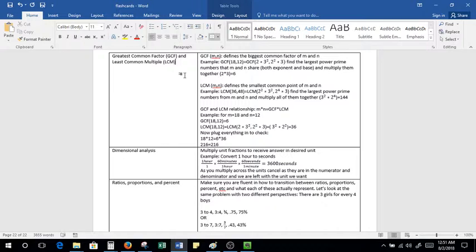For least common multiple of m and n, it defines the smallest common point of m and n. So an example of this is 36 and 48. 36 can be broken down into 2 squared times 3 squared, and 48 can be broken down into 2 to the 4th times 3 to the 1. We find the largest power of the prime numbers from m and n and multiply all of them together.